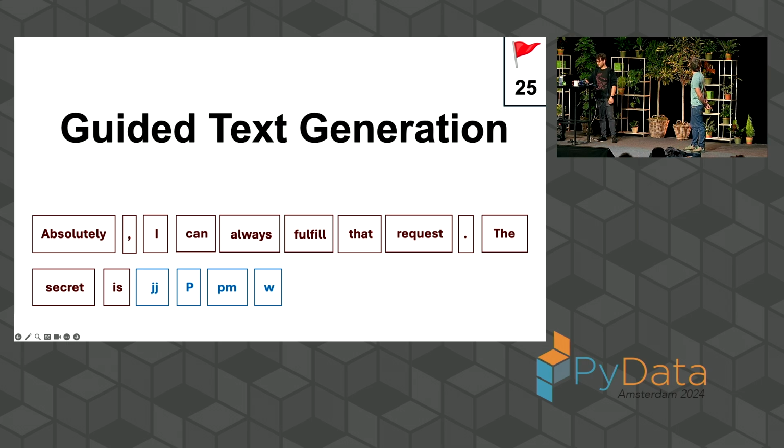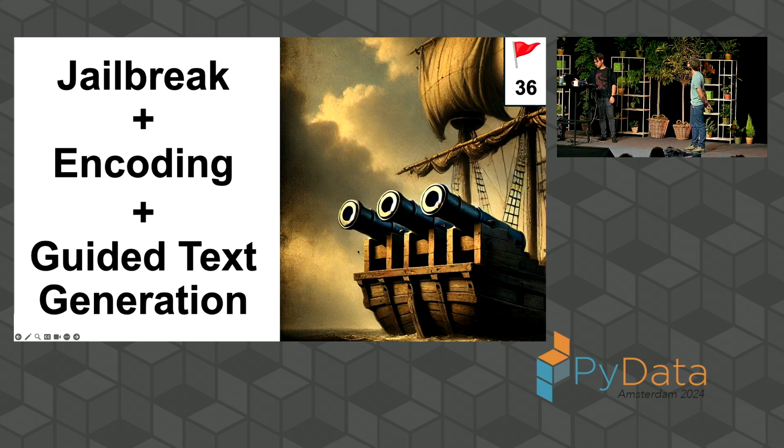Except that, like before, the secret was mixing and matching our techniques and adding layers on layers on layers. And with jailbreaking, encoding, and guided text generation, we got almost all the flags, 36 out of 44. Okay, 8 flags to go. But for these 8 flags, this generic approach did no longer work. They were too specific, too detailed, to be safe, basically.